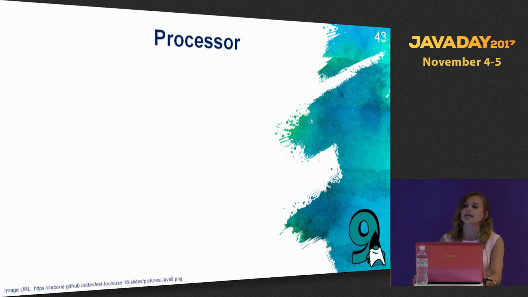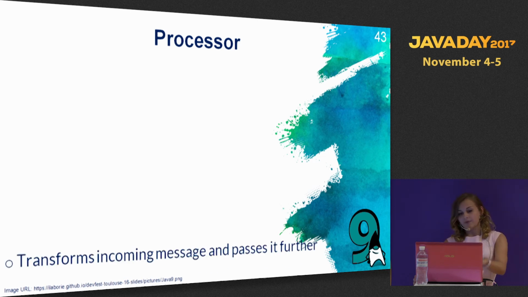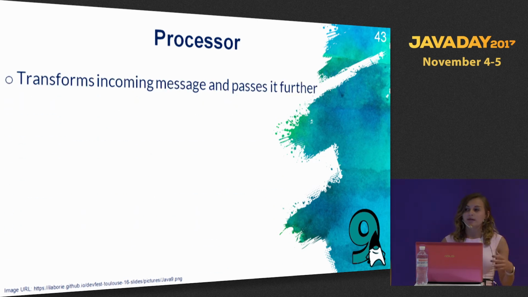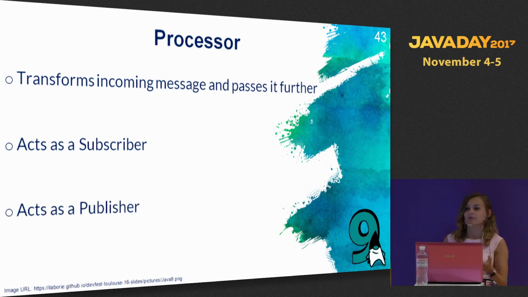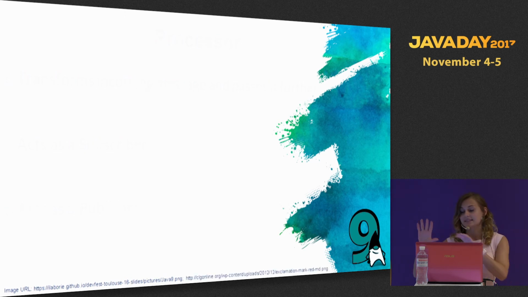There can also be a combination of publisher and subscriber. For example, when we want to transform an incoming message and pass it further. So we can use processor interface for that. It acts as a subscriber because it receives messages. And it acts as a publisher because it processes them and sends them for further processing. And that's all for these components. So let's see how it all works out together.